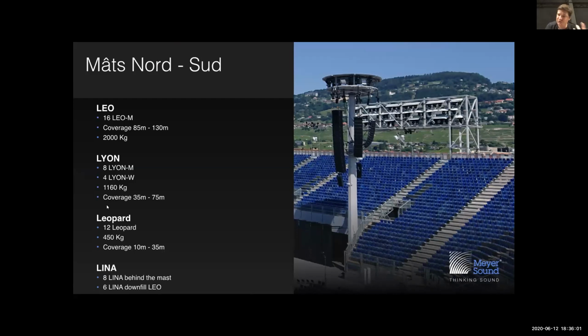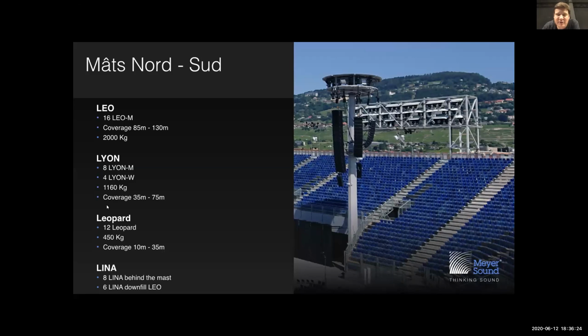So there's a ratio in power that needs to be attained between the front and the back, and that we want to keep as consistent as possible. So 16 Leos, which is the biggest member of the Leo family, for the front, and this is about 2 tons of loudspeakers. Right next to it, about 35 degrees away, 55 degrees away is a Lion system.